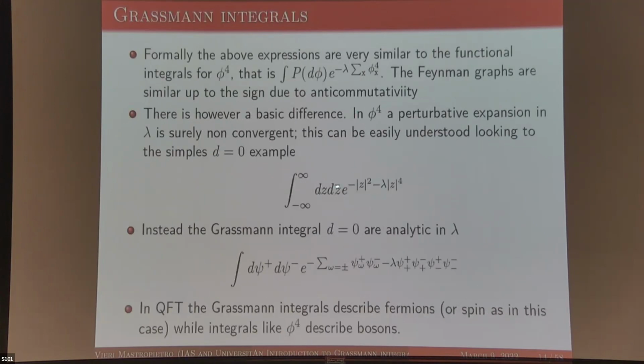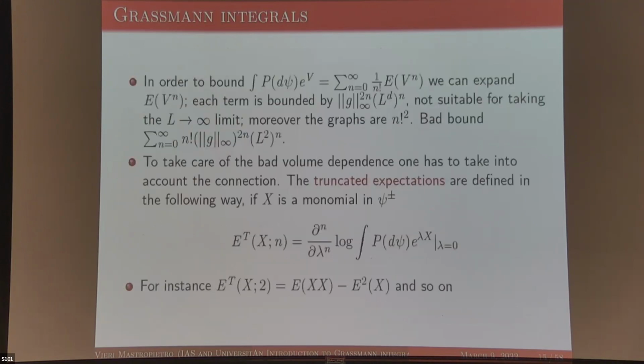Phi4, for instance, in 0 dimension needs positive lambda here. Instead, the Grassmann integrals are analytic in lambda. Okay, so it looks very much like phi4, but they are very different. For even in 0 dimension, this is an analytic function, simply lambda, and this instead requires lambda positive. So now I don't know how much to enter in this.